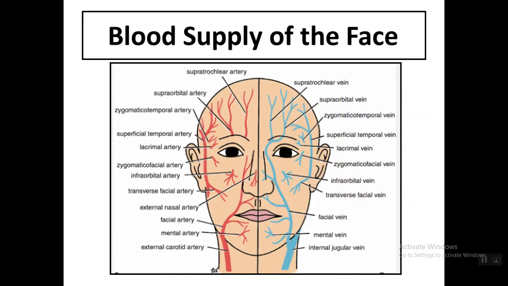Now we come to the blood supply of the face. Blood supply in general, we mean the arterial and venous supply. As we can see here, the face in general has a rich blood supply. The blood supply of the face is derived from branches of the internal carotid and the external carotid artery.